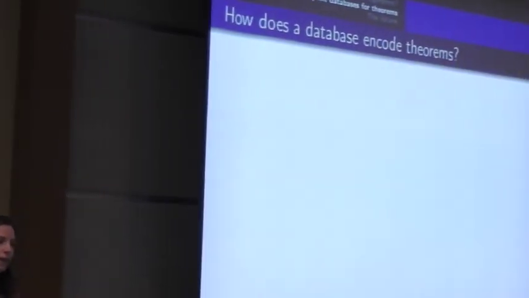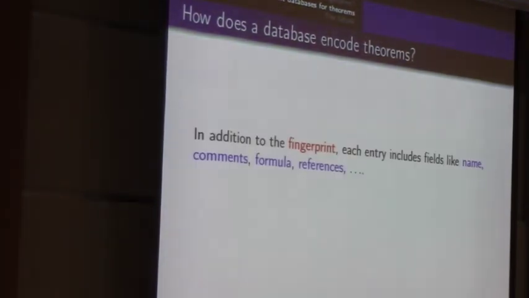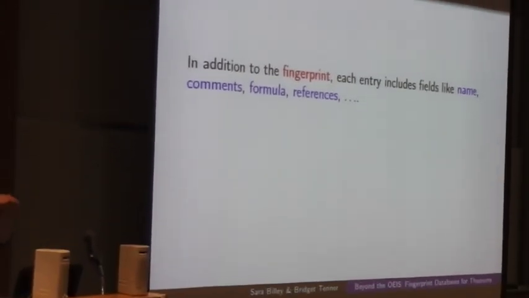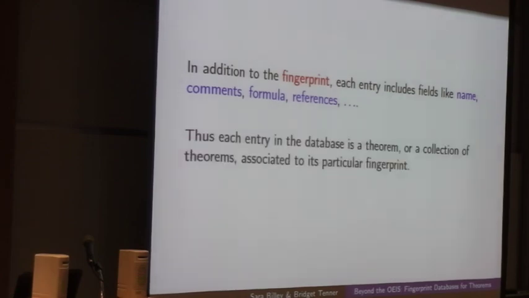Now, what does it mean to be in there? How does a database encode theorems? Well, in addition to the fingerprint, I wanted to have other fields in the entry. So I wanted to list, and these are approximate names, names, comments, formula, references. I want as filled out a database entry as I can. So each entry in the database could be a theorem or a collection of theorems associated to that particular fingerprint.